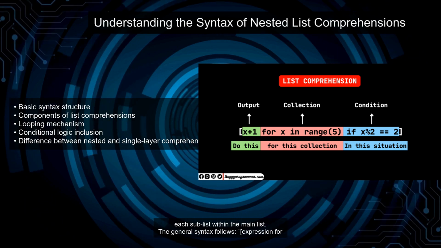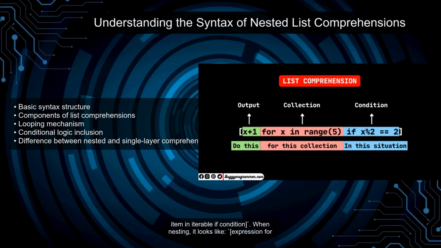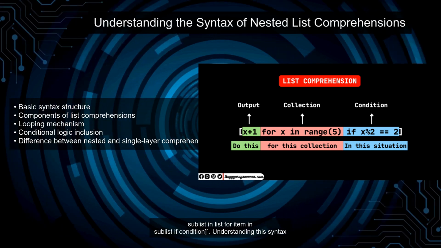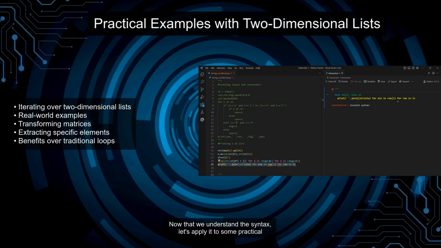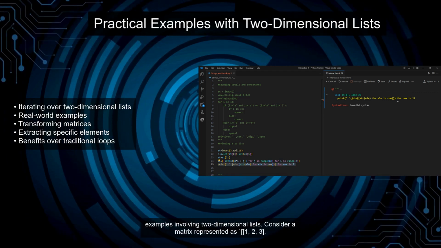The general syntax follows: expression for item in iterable if condition. When nesting, it looks like: expression for sublist in list for item in sublist if condition. Understanding this syntax is crucial as it forms the foundation for more complex data manipulation. Now that we understand the syntax, let's apply it to some practical examples involving two-dimensional lists.